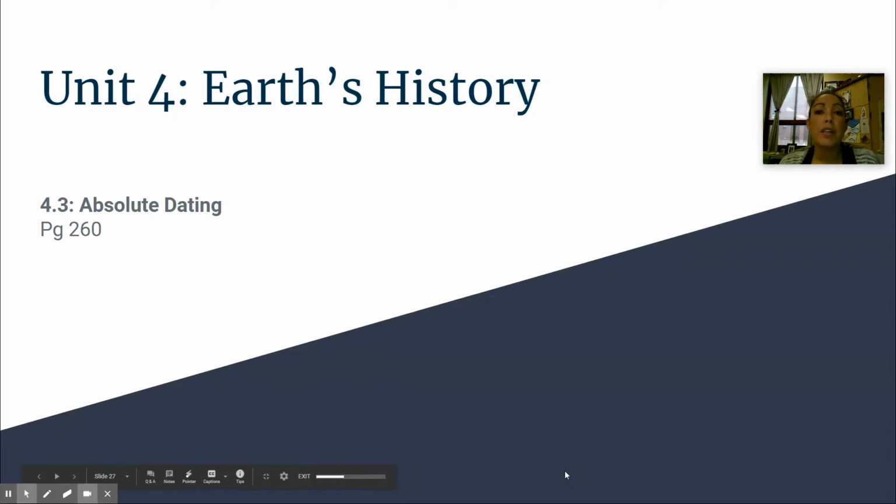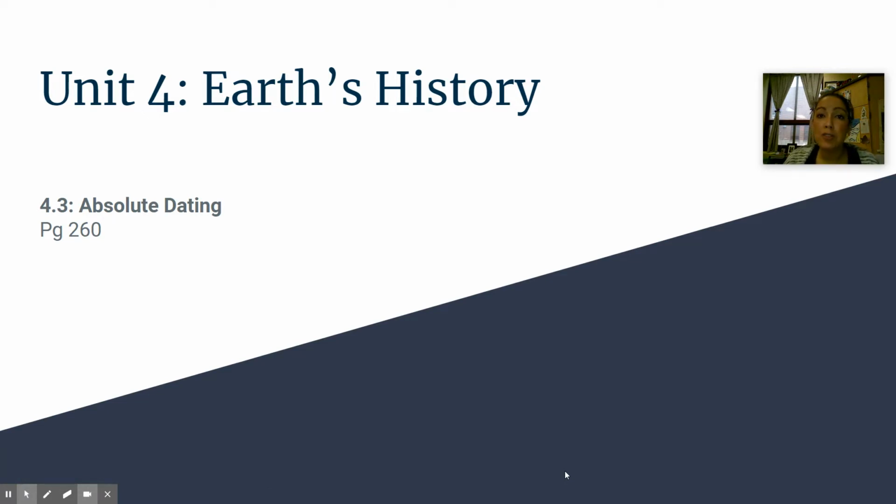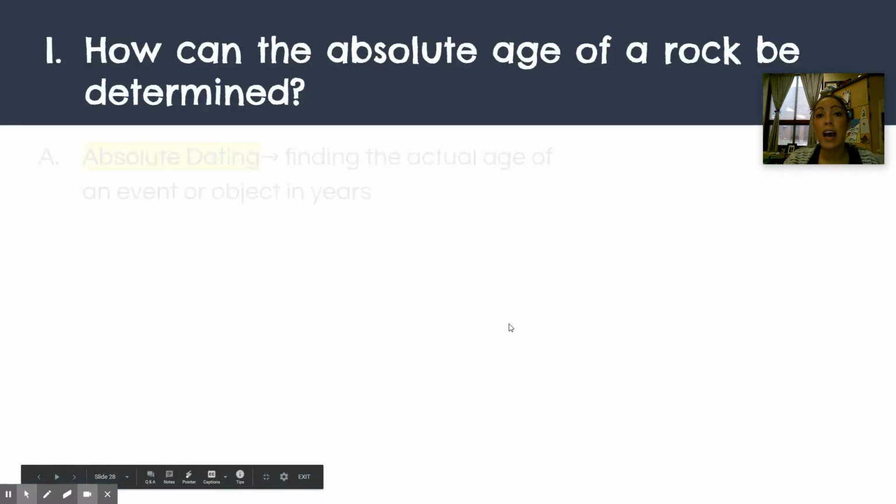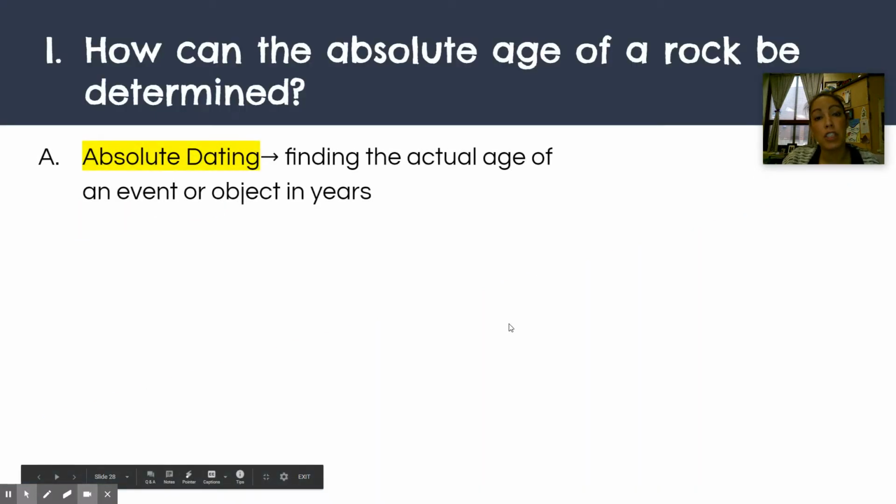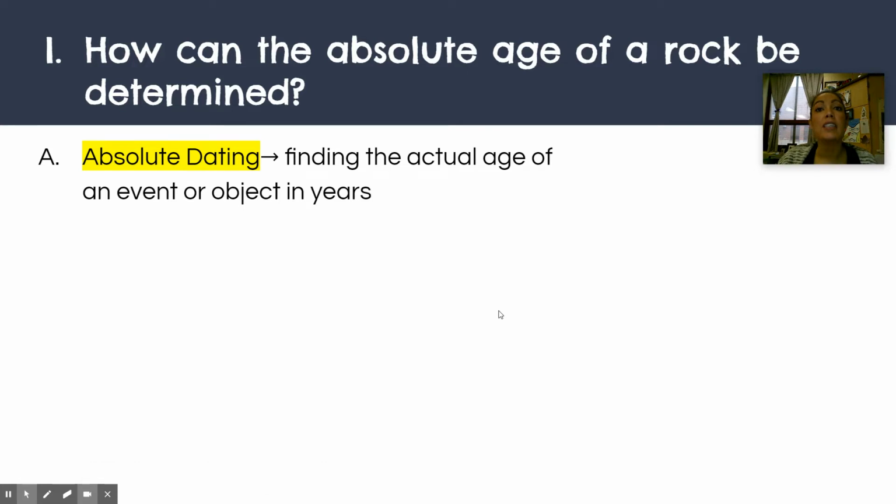Today we're going to do the 4.3 notes, which is about absolute age. Scientists want to find the absolute age of rocks when we can because absolute age will give us the actual age of an event or a rock layer in years, or an approximate absolute age. So scientists can do this only with a couple of different kinds of rocks.